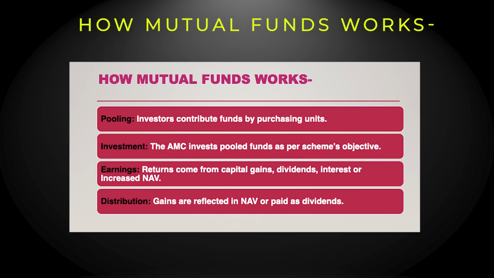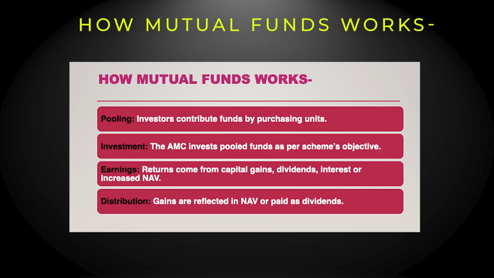Number three, how can an investor earn from a mutual fund? There are three types of return. One is return from capital gain. If an investor wants to sell their units, he or she can sell and gain the profit. Number two, dividend. Mutual funds declare dividends from time to time on share based mutual funds. And number three, interest or increased NAV.